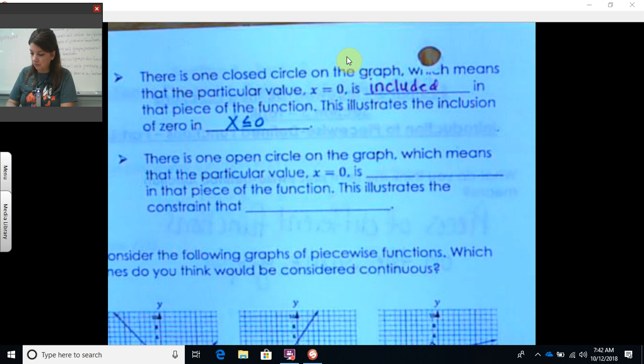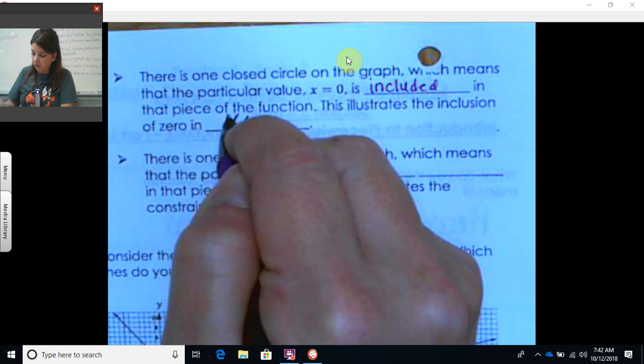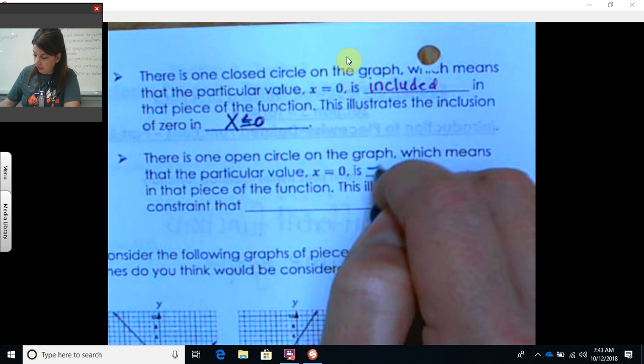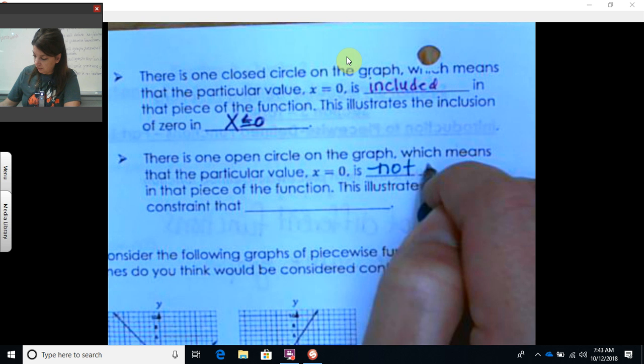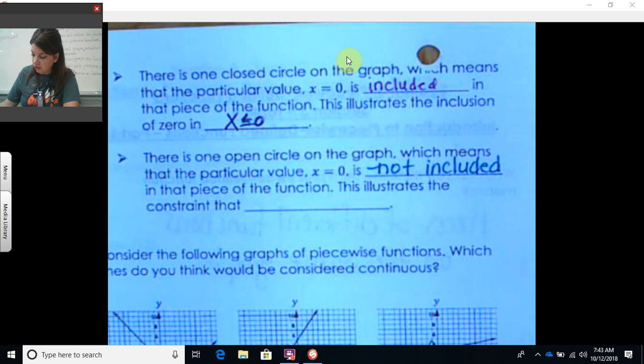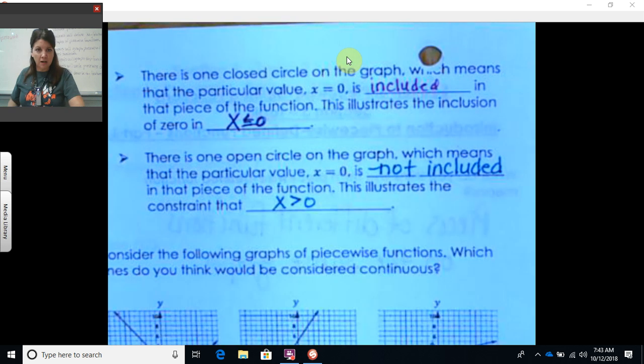I meant to use the same color. There is one open circle on the graph, which means that particular value, x equals 0, is not included in that piece of the function. This illustrates the constraint that x is greater than 0. So we already talked about closed is included, open is not included.